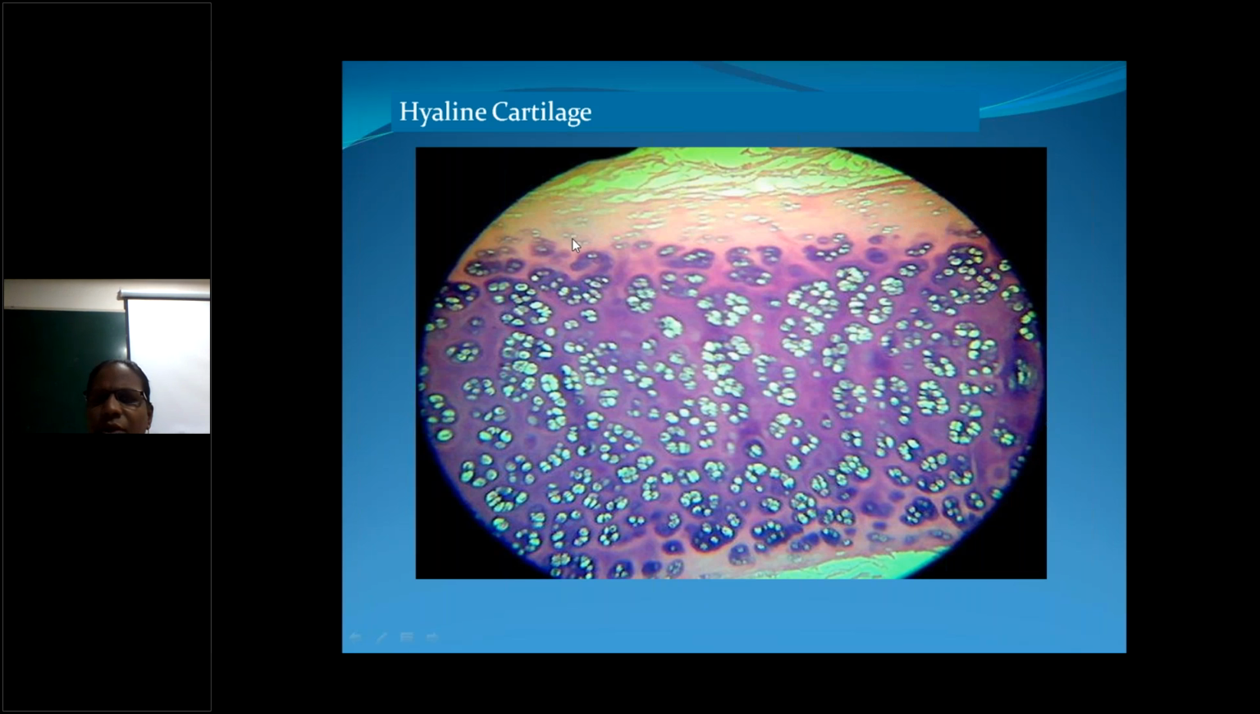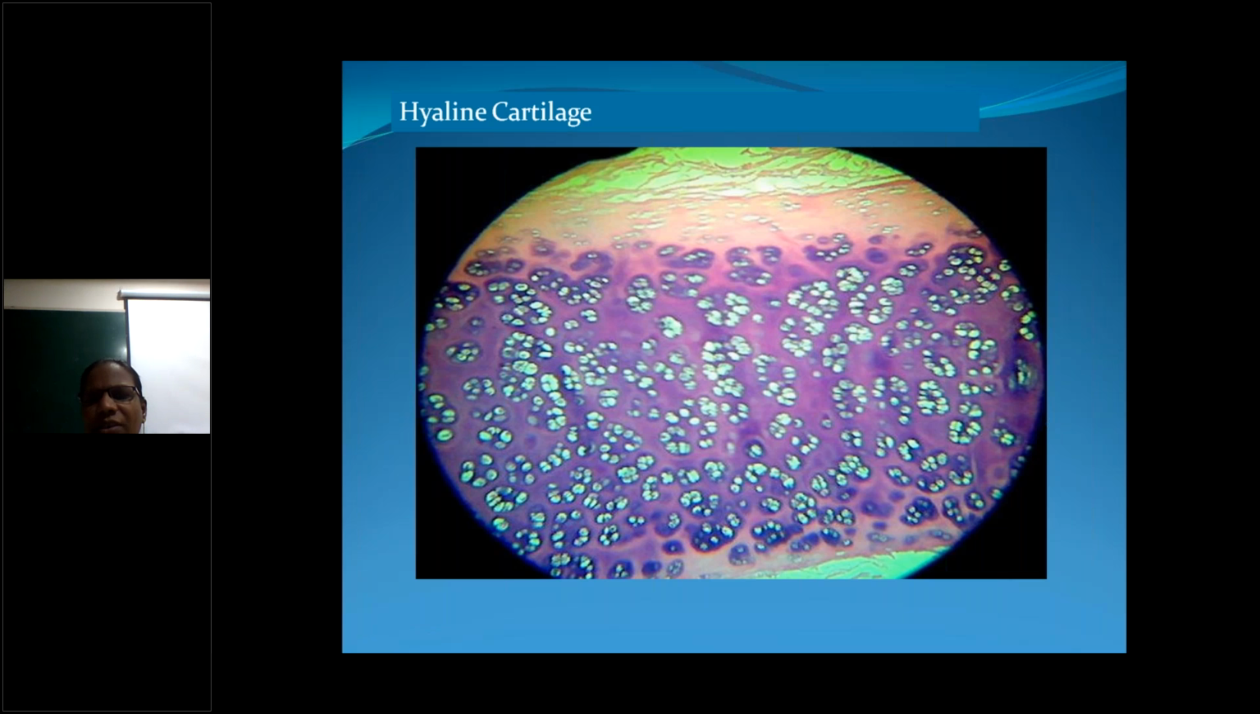What are the two layers of perichondrium? Outer fibrous layer, inner cellular layer. The center part, this entire part, we call it the hyaline cartilage. Hyalos means transparent. Why are we calling it hyaline cartilage? Transparent cartilage. In the center, it contains homogeneous transparent basophilic matrix.